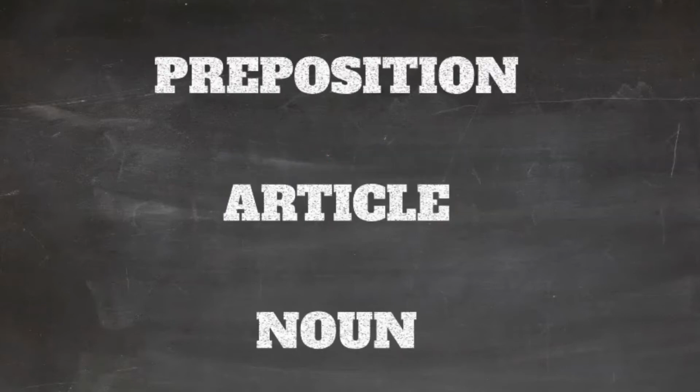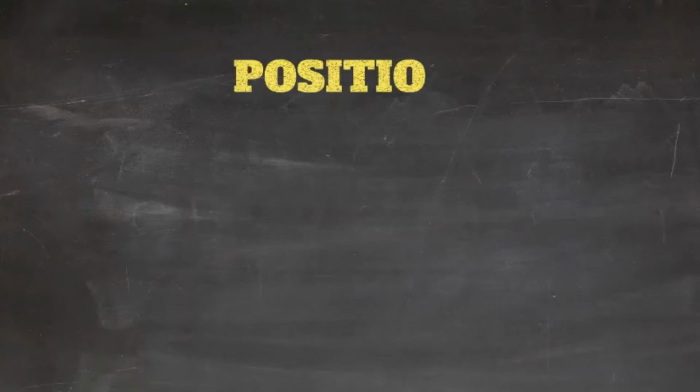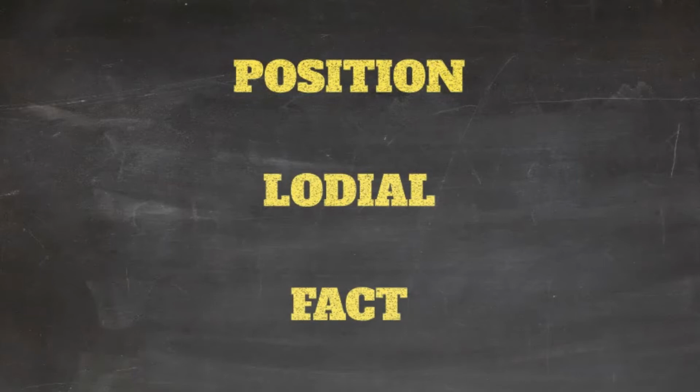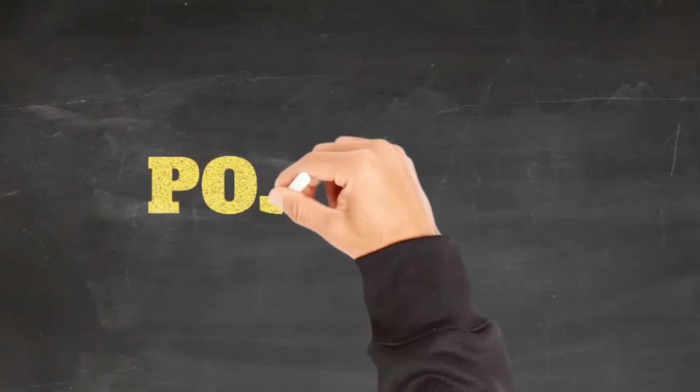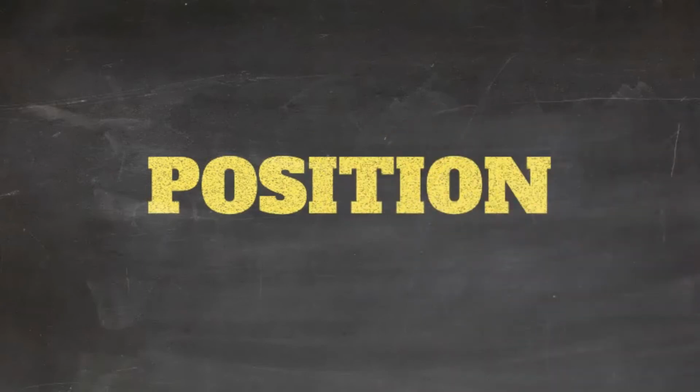So instead of using the words preposition, article, noun, we use position, allodial, fact. All these things must be present to certify a fact. Positions. When certifying a fact, we must take a position. We must have standing. There are 64 so-called opposite prepositions, i.e., positions.